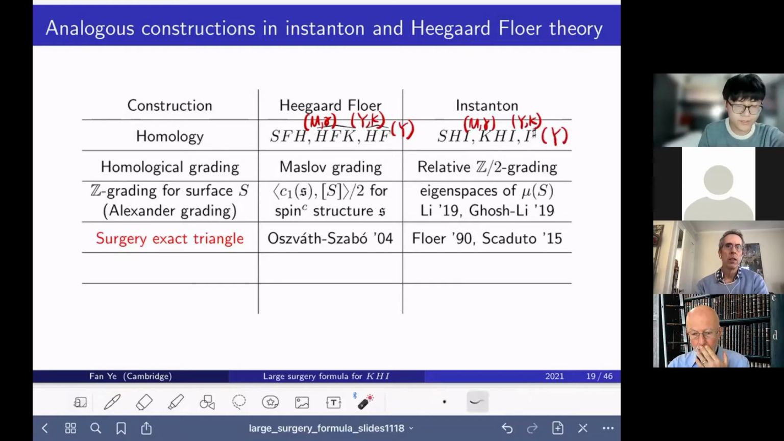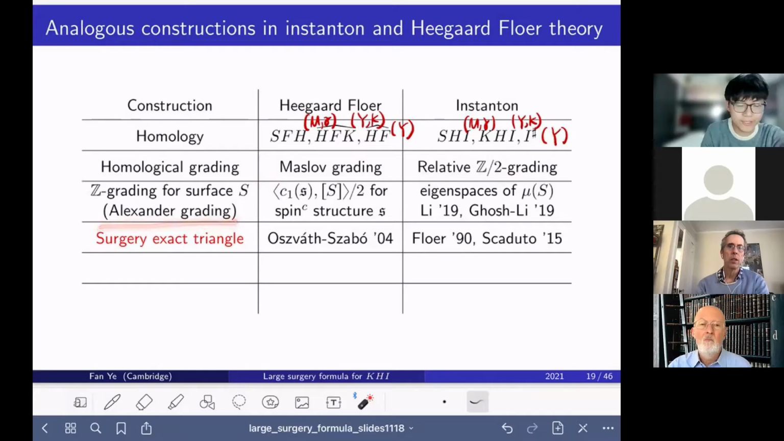And there's a homological grading on either homology. For Heegaard Floer homology, it is called the Maslov grading, and usually it is a Z grading. And for instanton homology, we only have a relative Z mod 2 grading, but this is enough because we can take the Euler characteristic and say something about it.